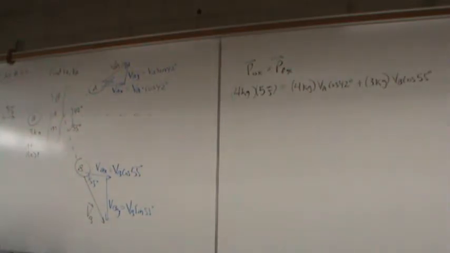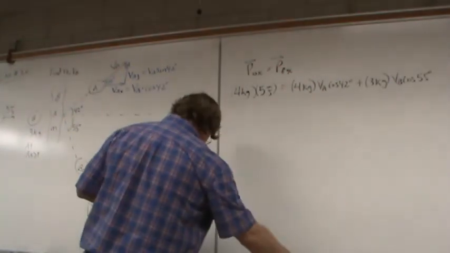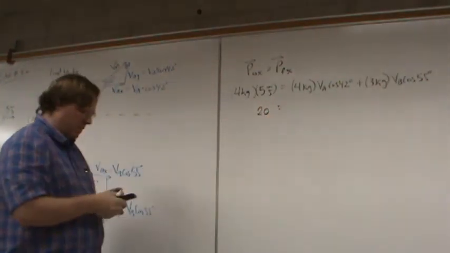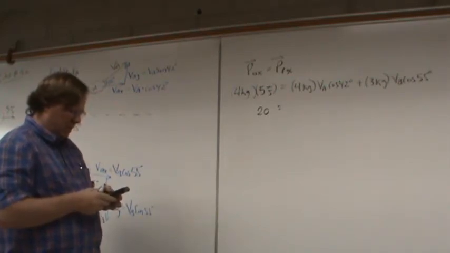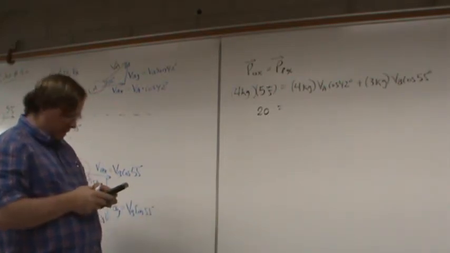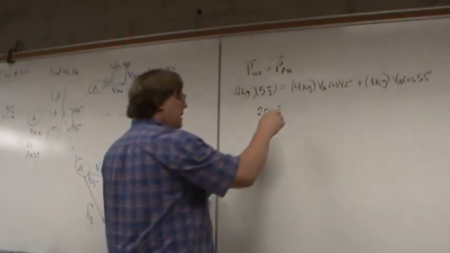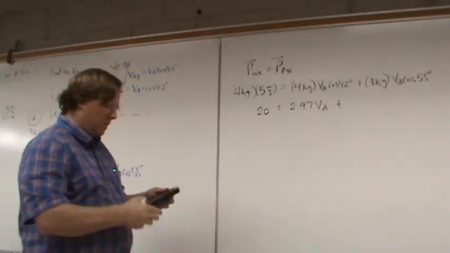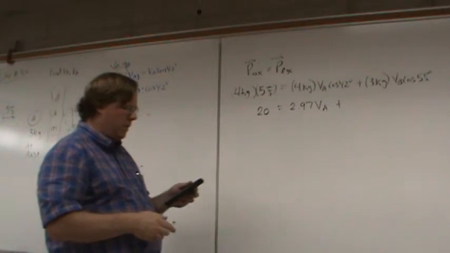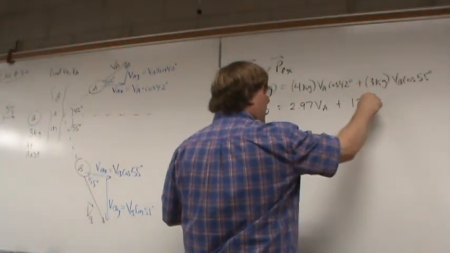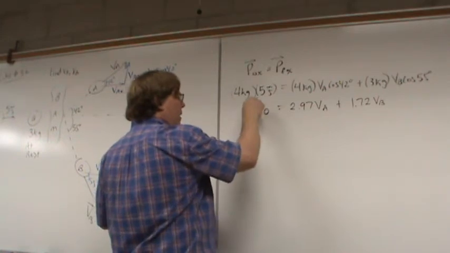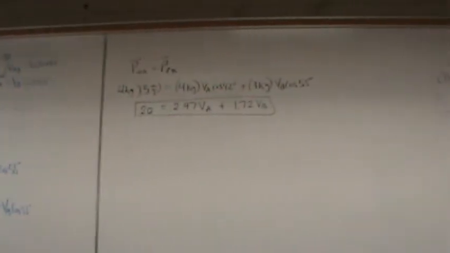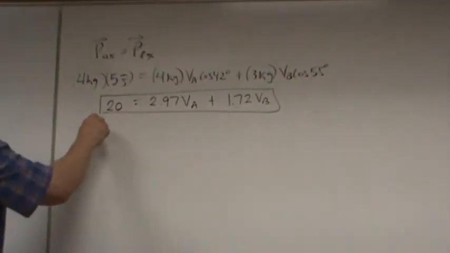At this point, I'm going to multiply numbers to make my life easier. So this ends up being 20. This here, I got 4 cosine 42, 2.97 VA. 3 times cosine 55, 1.72. There's one equation with 2 unknowns. And I'm going to do the same thing with conservation of momentum in the y direction.